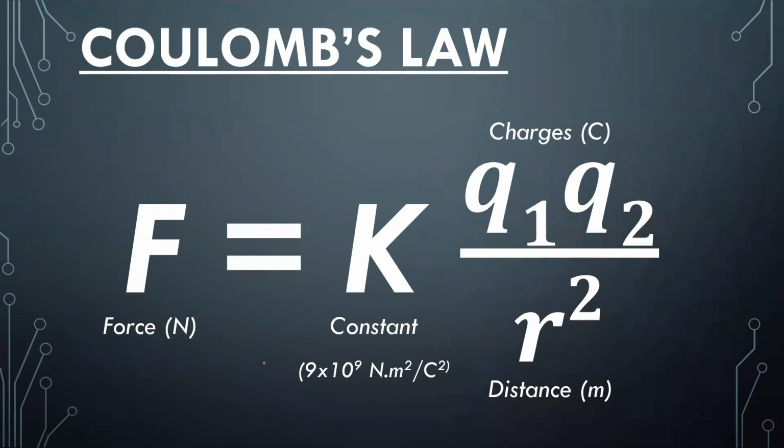Then Q sub 1 and Q sub 2 are the charges of the particles. Q sub 1 is particle A and Q sub 2 is particle B. So in Coulomb's law we have two particles, and the charges of these particles, in coulomb, are the values of Q sub 1 and Q sub 2. R is the distance between these two particles, which is in meters.